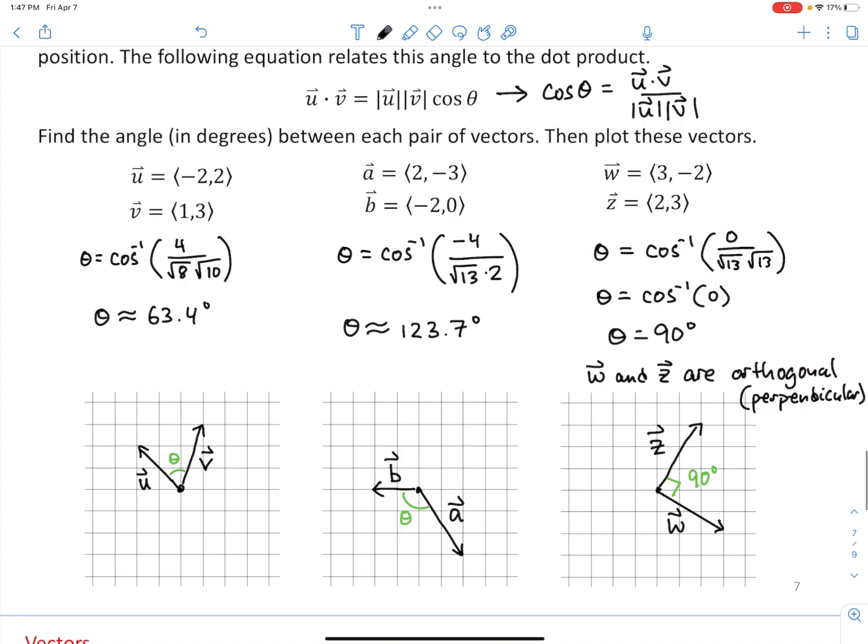Now step back and take a look at all three of these. When the dot product was positive, we wound up doing an arc cosine of a positive number, which gives us an acute angle. When the dot product was negative, we did an arc cosine of a negative result, and that's going to give me an angle in quadrant 2. So that's a quadrant where cosine is negative. And so that gives me an obtuse angle. And when the dot product is 0, that gives me arc cosine of 0 overall, which is 90 degrees. So the dot product is useful for establishing a few things about vectors.